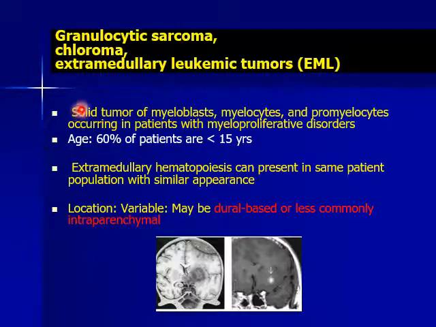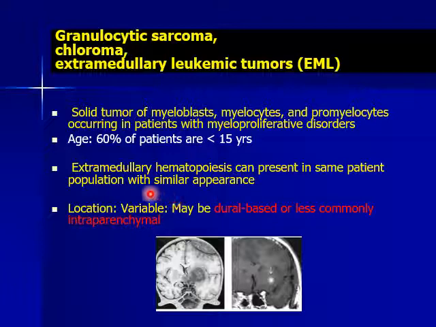Number 1, granulocytic sarcoma or chloroma or extramedullary leukemic tumors. These are solid tumors of myeloblasts, myelocytes, and promyelocytes occurring in patients with myeloproliferative disorders. We can see it in patients usually who are in the second decade.